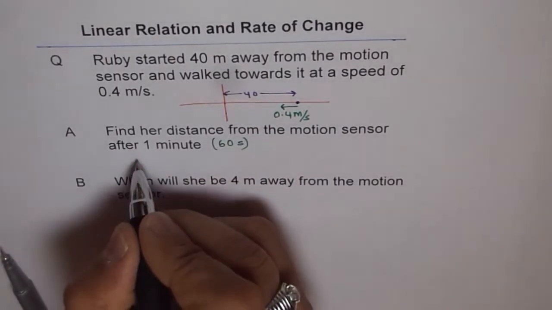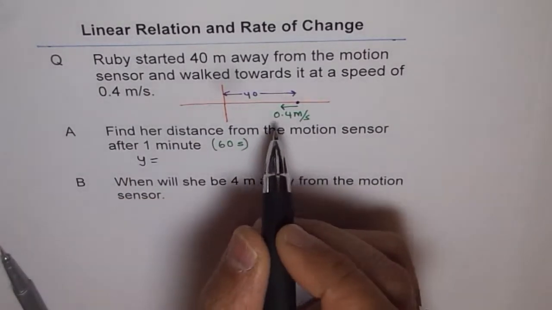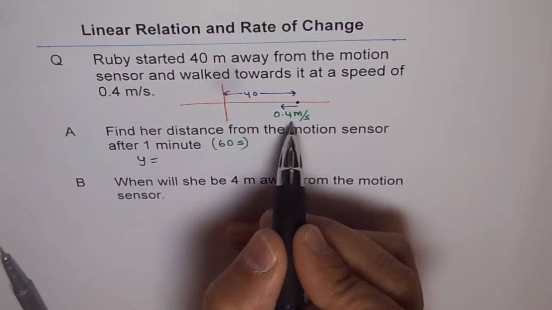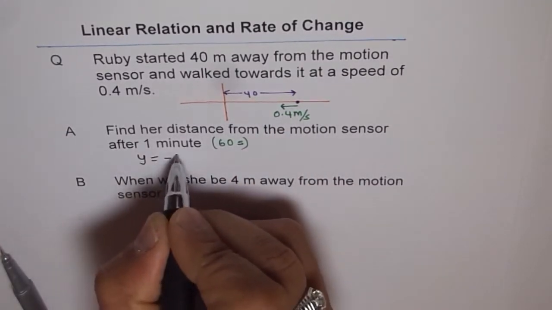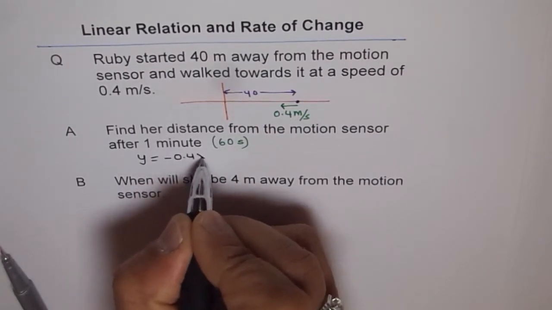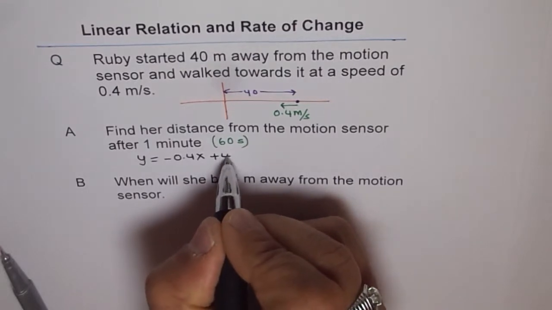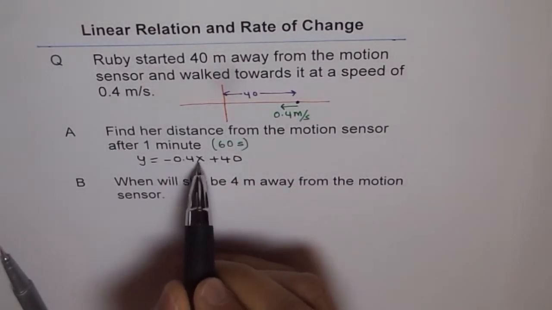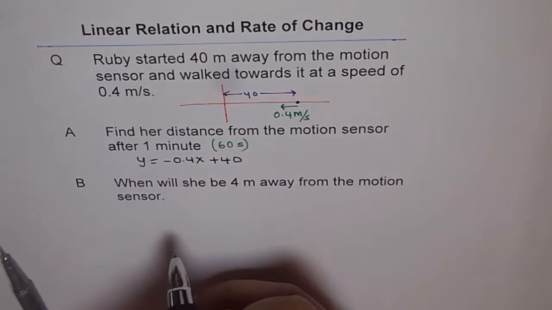So the equation is y. You want to find the value y from the motion sensor, and the rate is 0.4 meters per second. Since you are approaching, we should write this as negative, right? So we have negative 0.4x, and the initial distance was 40, plus 40. So this is the equation, right? Now here, if you put x as 60 seconds, you will get your answer, correct? That is one way of calculating.